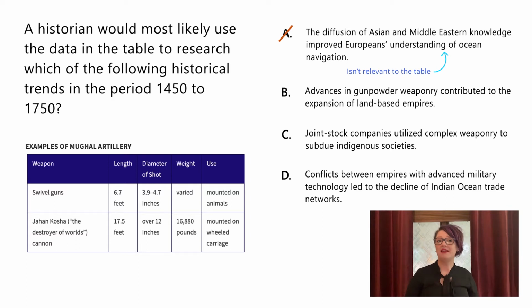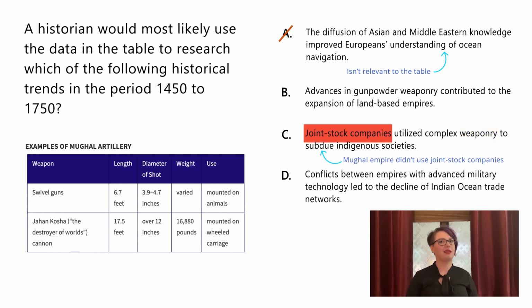Choice B hits both the fact that we have advances in gunpowder weaponry and expanding land-based empires, which is perfect because the Mughal Empire had at least these examples of artillery, and as a land-based empire, they expanded during this time period. Choice C, well, weaponry is relevant, but the Mughal Empire didn't use joint stock companies, so we're going to eliminate that.